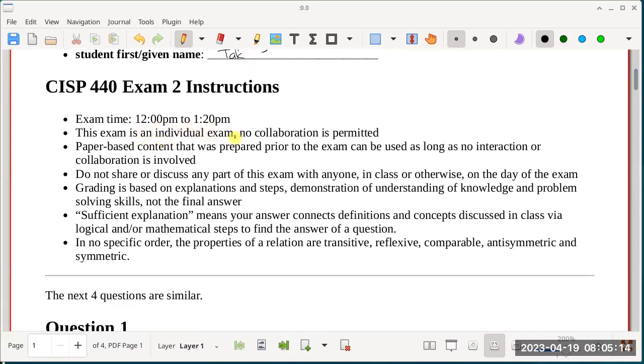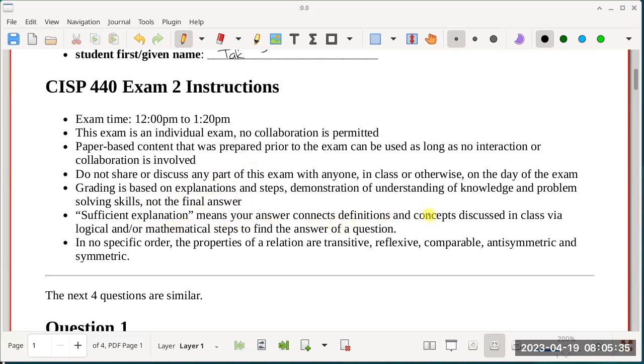It is an individual exam. Paper-based content can be used as long as it is prepared prior to the exam. Do not share any of the content with other people. Grading is based on explanations and steps. Sufficient explanation means to answer the correct definitions and concepts.